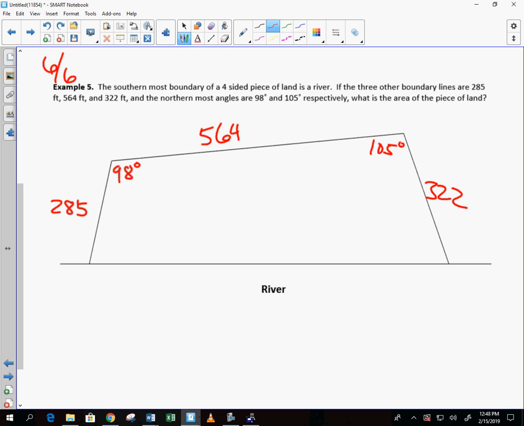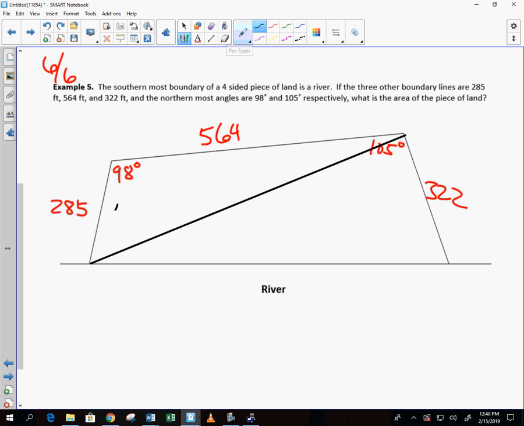But finding these types of areas is challenging because it's not a rectangle, it's not a square, it's not a trapezoid. It's just a general quadrilateral that has four sides that are not the same, no 90-degree angles, no angles that are the same. So what do you think we should do? Make triangles. And that's what the software built into these computers does. They're able to divide it up into triangles. If you cut it the other way, that would be fine as well.